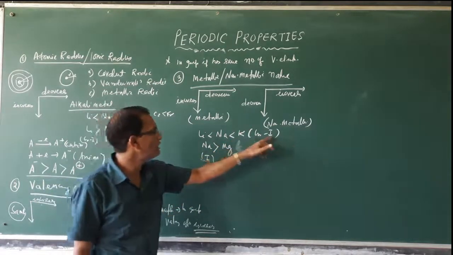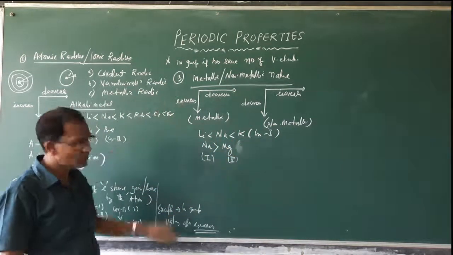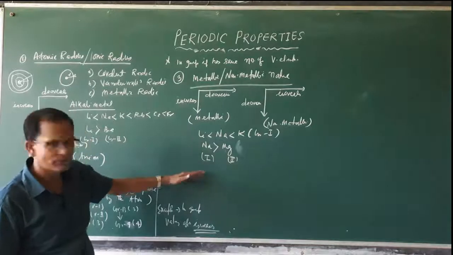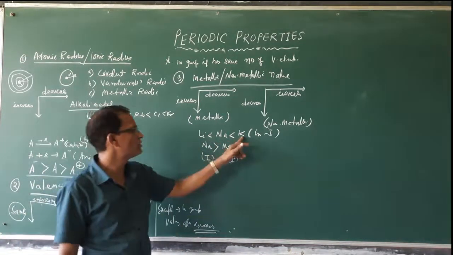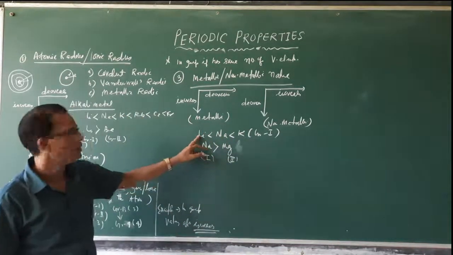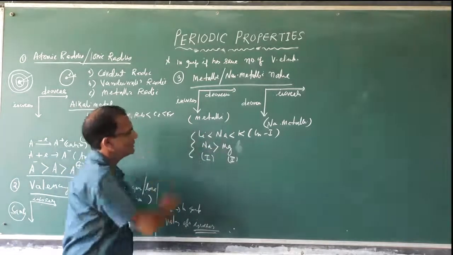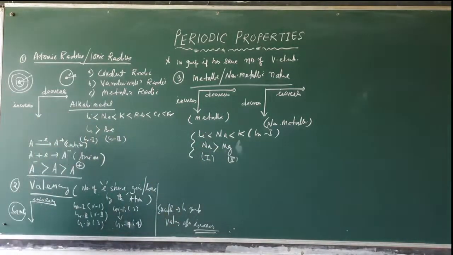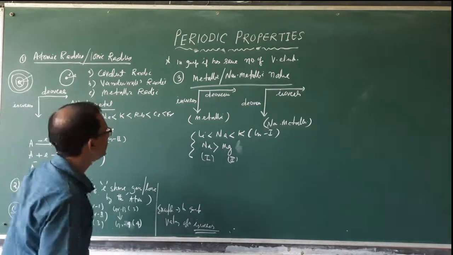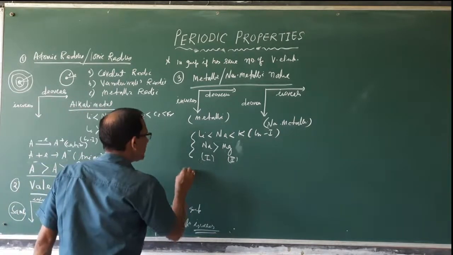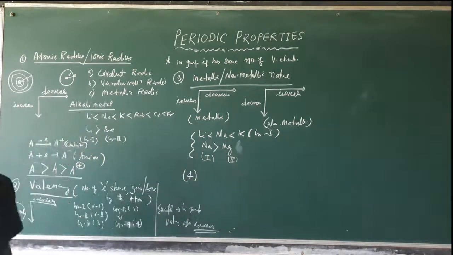And these are all in the same group, top to bottom: lithium, then sodium, then potassium. So potassium is more reactive than lithium. So this is a very important relation between different elements, comparing metallic and non-metallic nature. Then the fourth point, which is very important, is electropositive and electronegative nature.